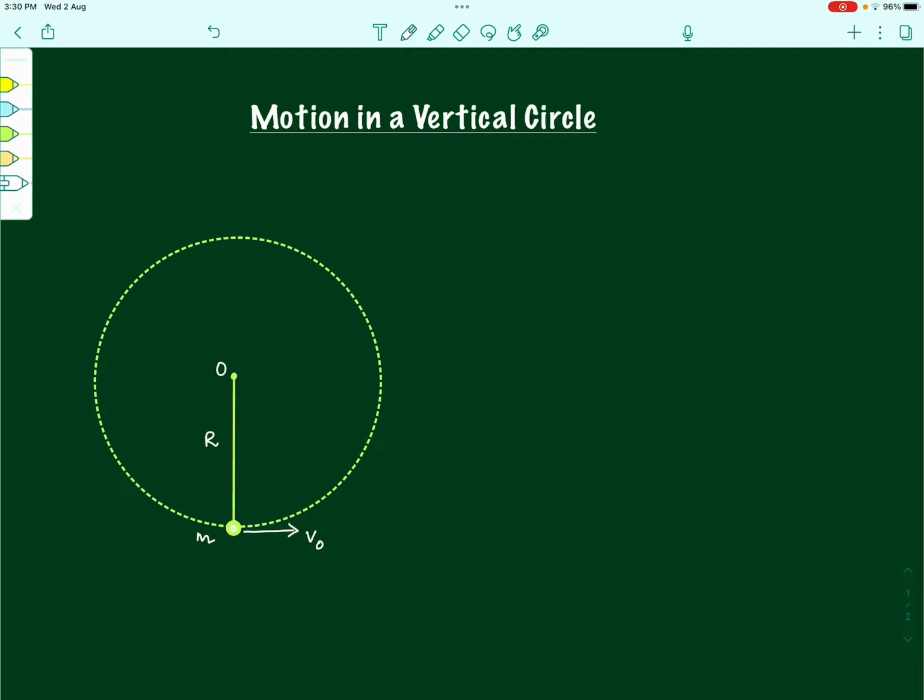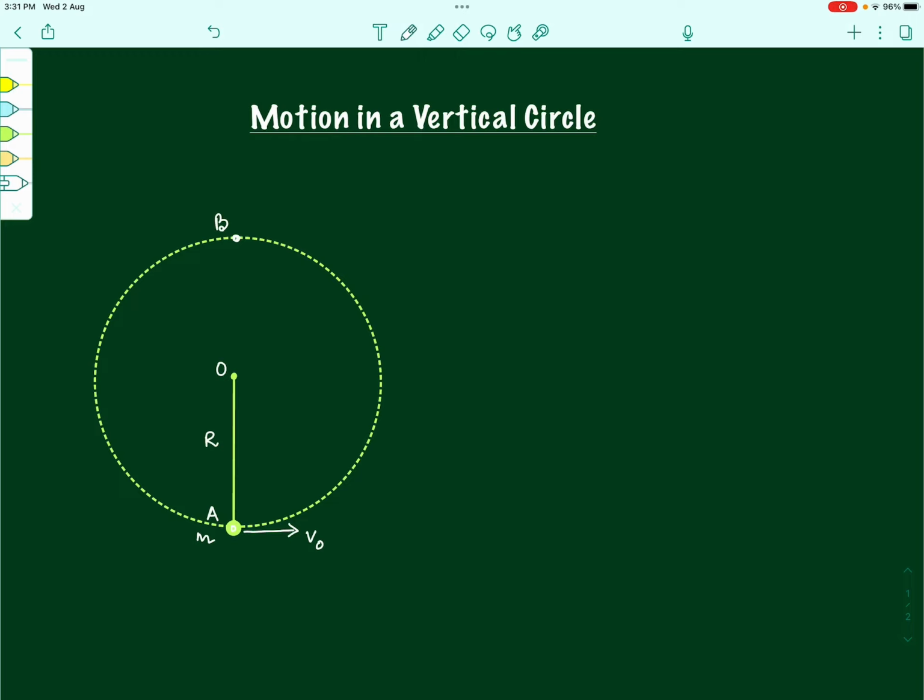Just for the sake of convenience, let us consider the lowest point as A and the highest point of the circle as the point B. Then we want this bob to move from A to B and then back to A in a full circle by initially just providing a velocity v naught to the bob. After that, no external agent will come in and exert a force on it. It has to move on its own, only under the effect of gravity as well as the force that will act on it from the string. So, let us understand the dynamics of this particular situation.